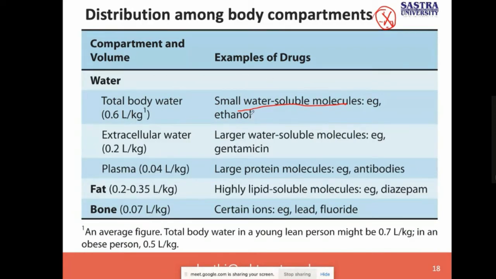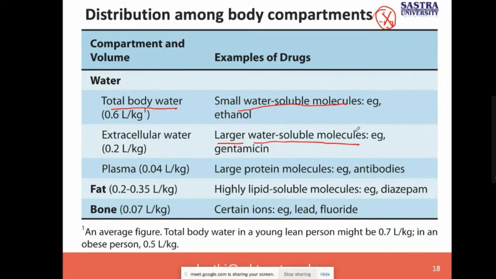So where can we find this ethanol? If you drink ethanol, where can it be found in our body? In the total body water. Wherever we have water, interstitial fluid, intracellular fluid, plasma, all compartments, we can find it if the drug molecule is a small water soluble molecule. Now take a larger water soluble molecule. I hope you know what is meant by water soluble, right? We emphasize water soluble.